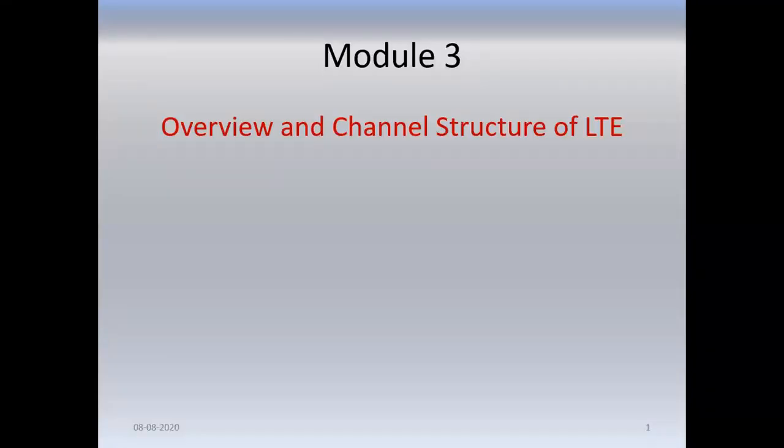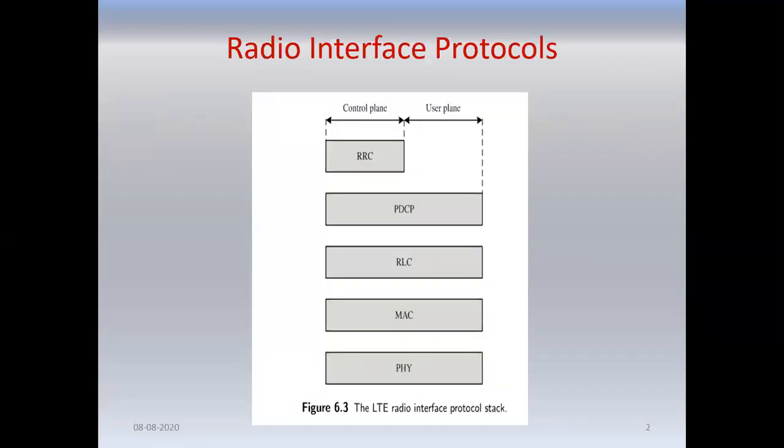Hello everyone. In the previous session, we looked into the overview and the channel structure of LTE. We'll continue the discussion with the types of channels used. And here, the interface protocols being used is shown. Basically, it is categorized into two types. One is the control plane and the other one is the user plane. The different protocols used are RRC, Radio Resource Control, PDCP, RLC, MAC, and physical layer.